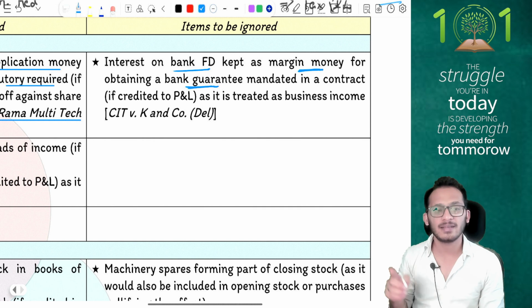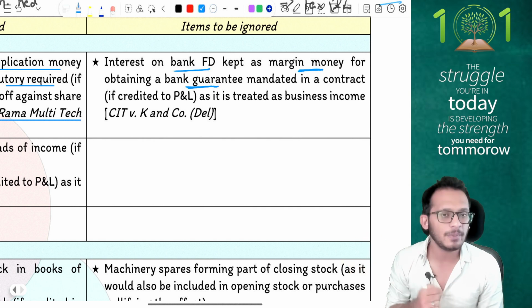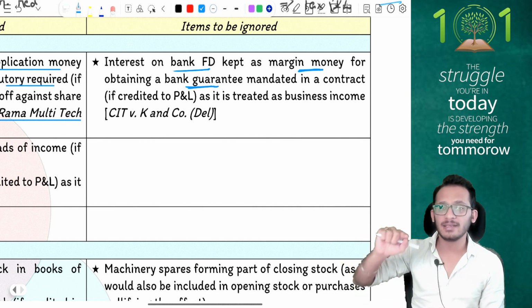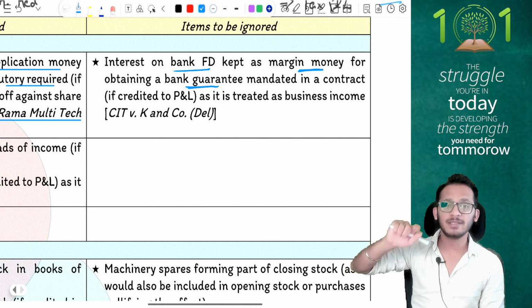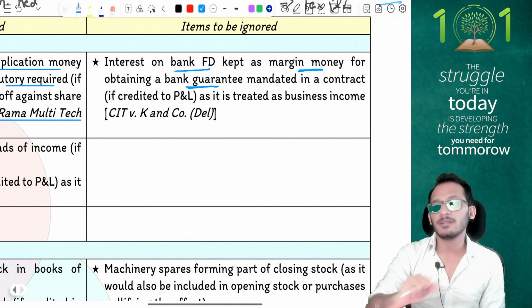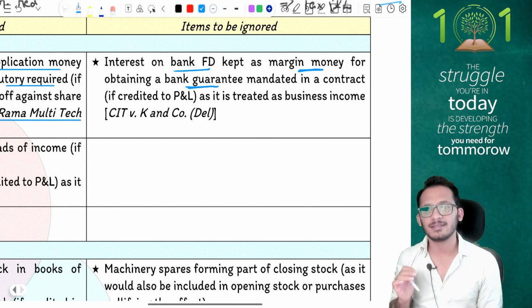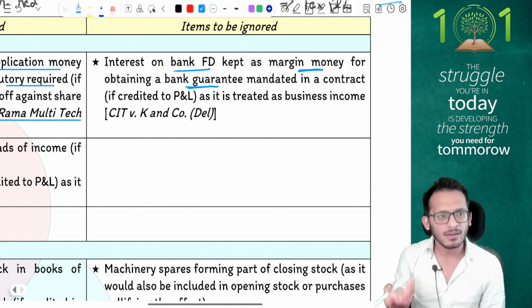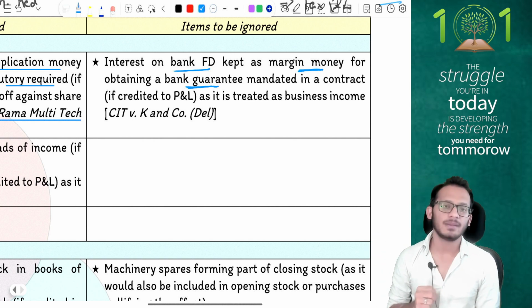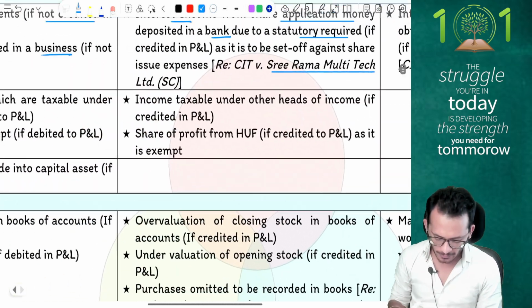Now, if you understand this carefully, interest income will already be part of my P&L. Normally, I would treat it as IFOS income, which means I'll reduce it from PGBP and take it to IFOS. But because here it is clarified that this is taxable under the head PGBP, I will leave it as it is because it is already there in the P&L. No adjustment to be made. Yes? Sweet. Move on forward, people.